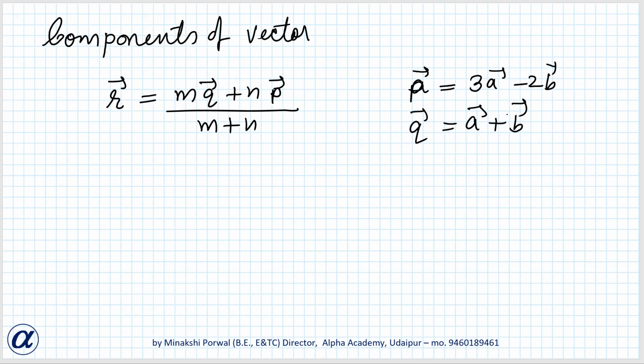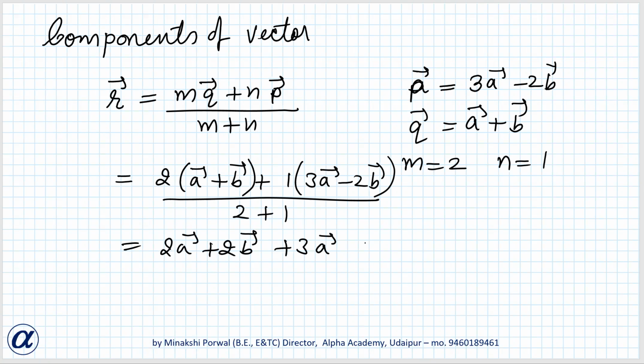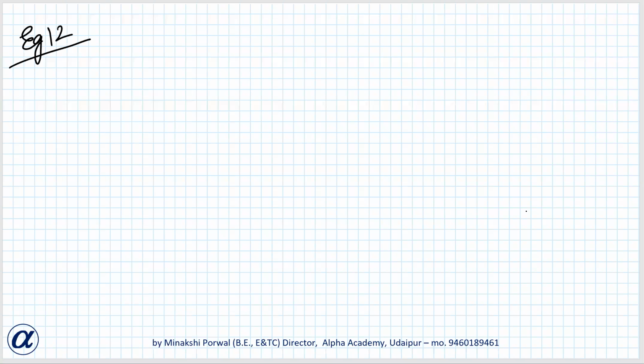So then the answer is coming 5, no? So how will we get that? One minute, m is 2, this is a plus b. n is 1, 3a minus 2b, upon m plus n, that is 2 plus 1. So that is equal to 2a plus 2b plus 3a minus 2b upon 3, equal to 5a by 3.